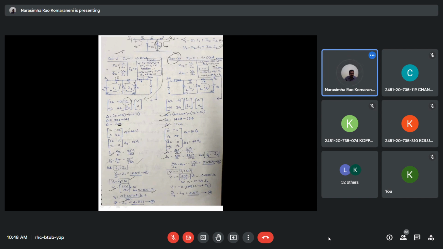Only one thing to mind here: in this case, capital I1 and small i1 are in the same direction. Whereas here, we have taken capital I2, the port 2 current, and the inside loop current in the opposite direction. These equations are applicable for this notation.